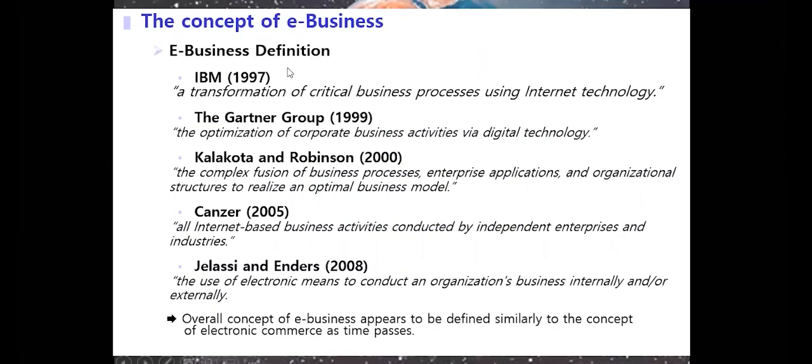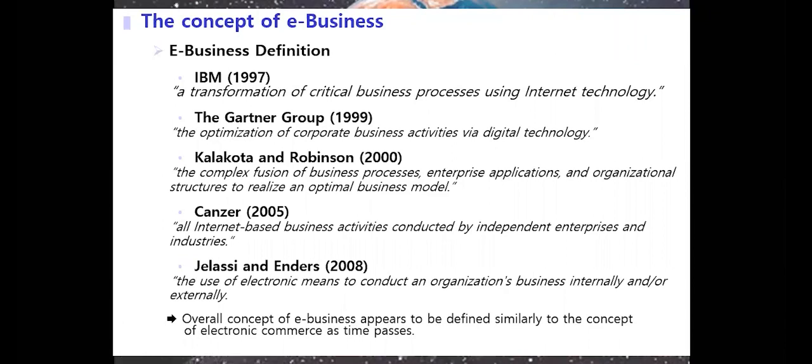Now there are some definitions of e-business. IBM, in 1997, gave information on how to transform critical business processes using internet technology. Before, there used to be business, but it did not have the electronic interface. But now they have both.